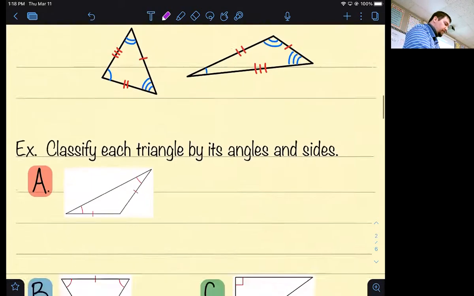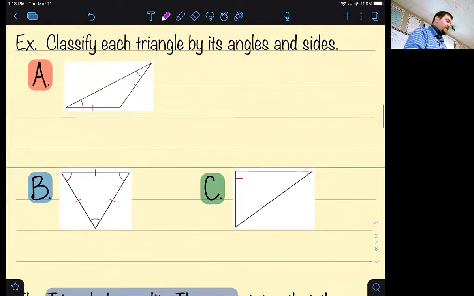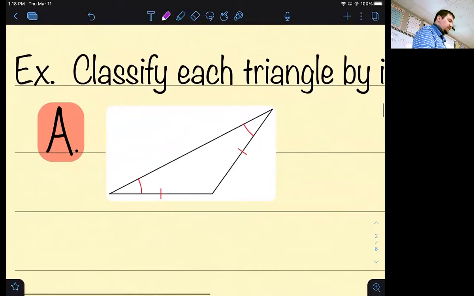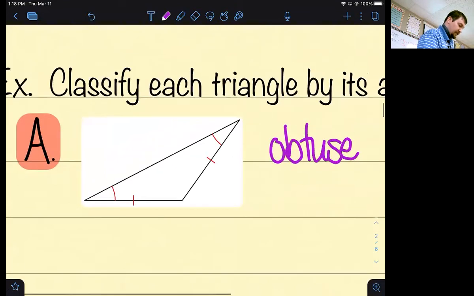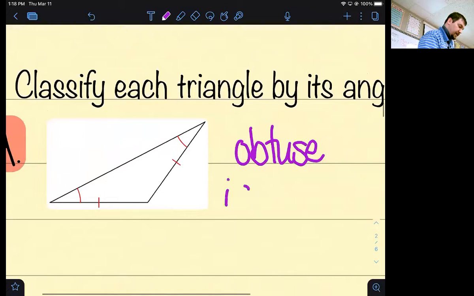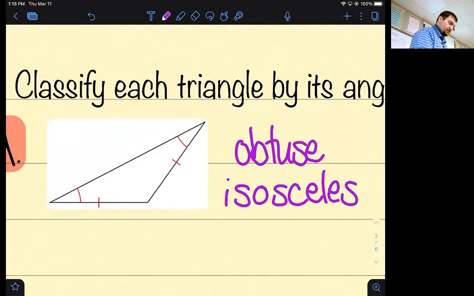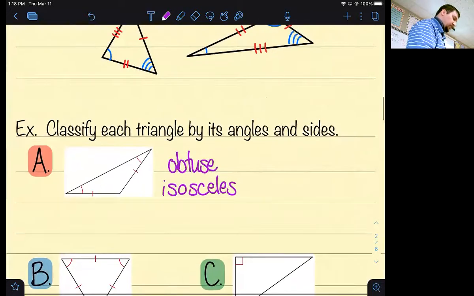All right, so let's classify these triangles by their angles and by their sides. Caleb York, let's do the angles first. Is this an acute, right, or obtuse triangle? It is obtuse. It has one obtuse angle, and it's isosceles, which spells a little bit weird. It's ISOSCELES, isosceles, even though you don't pronounce it that way.